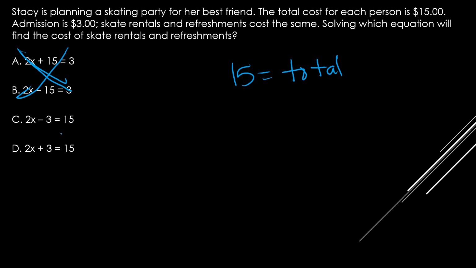by itself. Okay, when you are paying $3 per person, that is a charge that you are paying, right? That's not money that they're giving you to go to their skate park. That is something that you have to pay them. So because of that, that is being added into our total. And with skates and refreshments, since they cost the same, that would be 2x. So that x represents skate rentals and refreshments. And since there are 2, we have 2 times x plus 3, which would give us that total of $15 that Stacy has to pay for each person that goes.